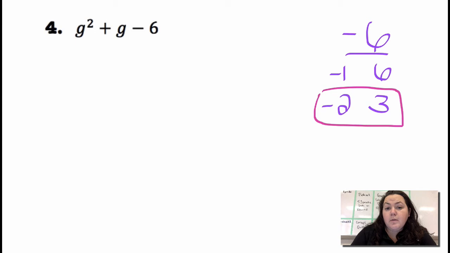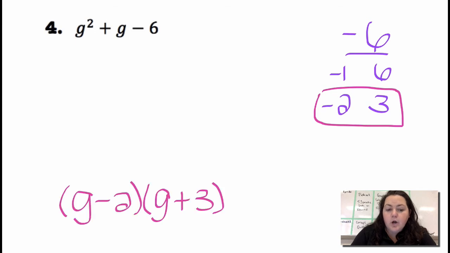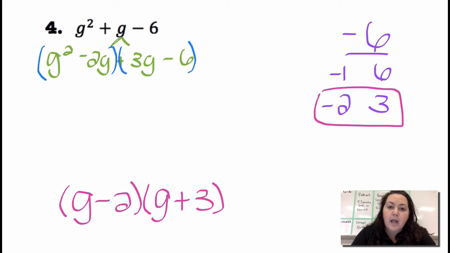Negative 2 and positive 3 would make positive 1. So I already know my factors are going to be g minus 2 and g plus 3. And if you don't believe me, we can go ahead and still do that work. So we split apart the g into negative 2g and positive 3g. We bring down our end pieces, and then I have 4 terms, group and factor.